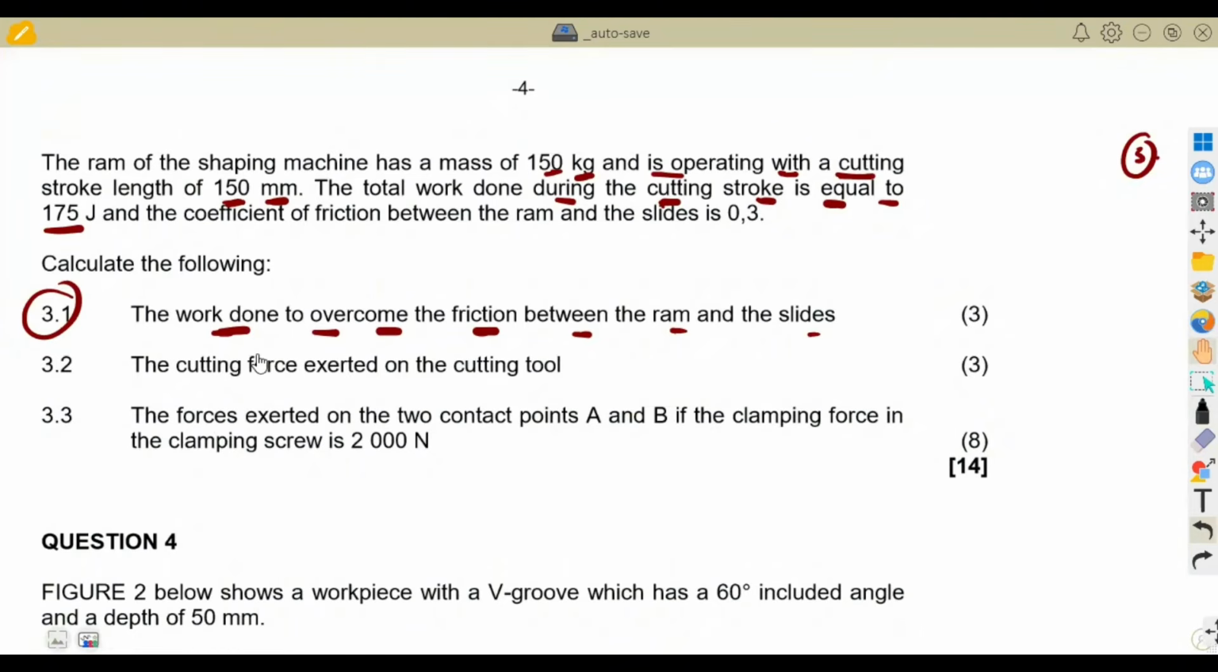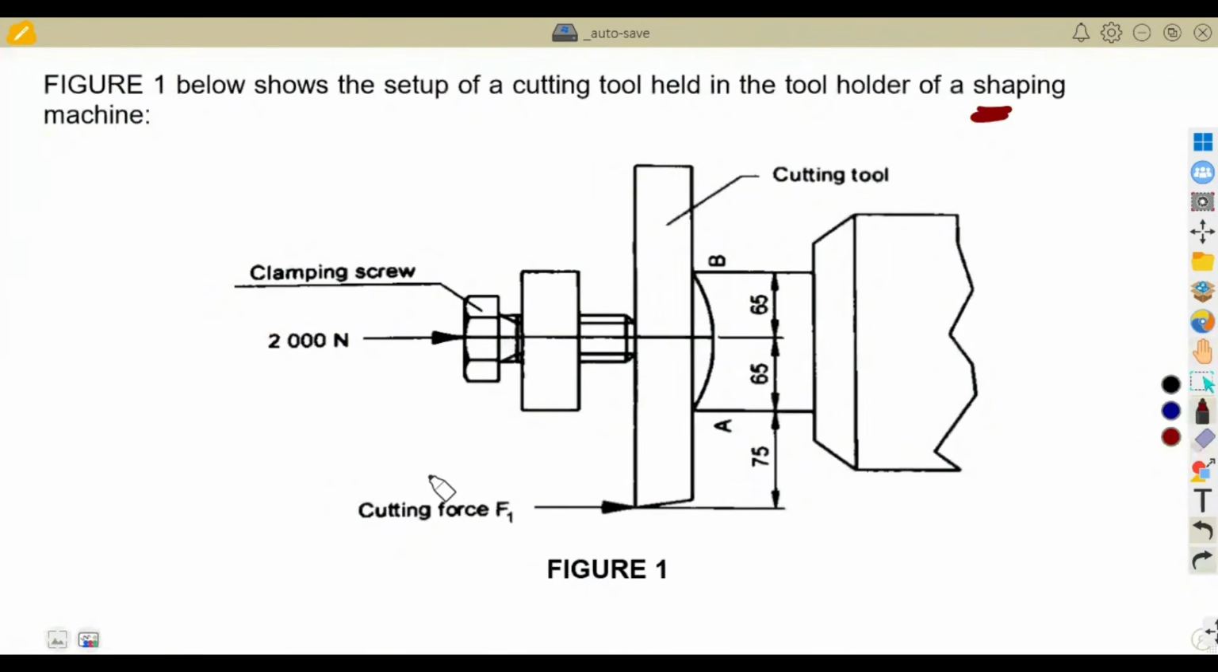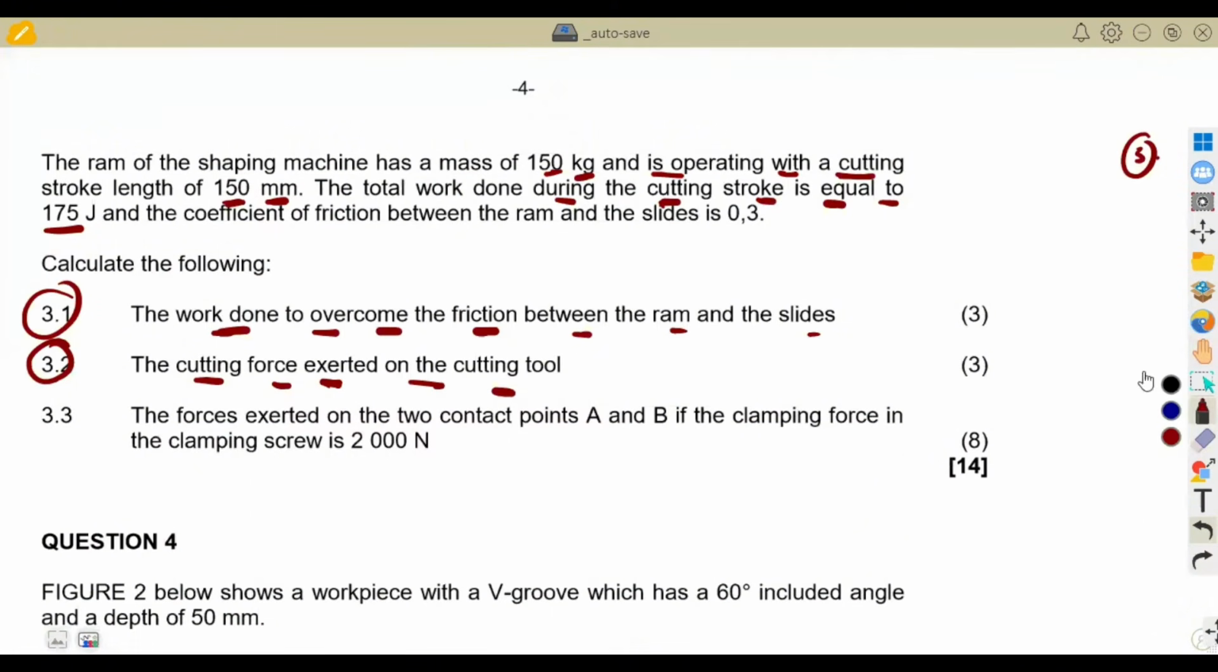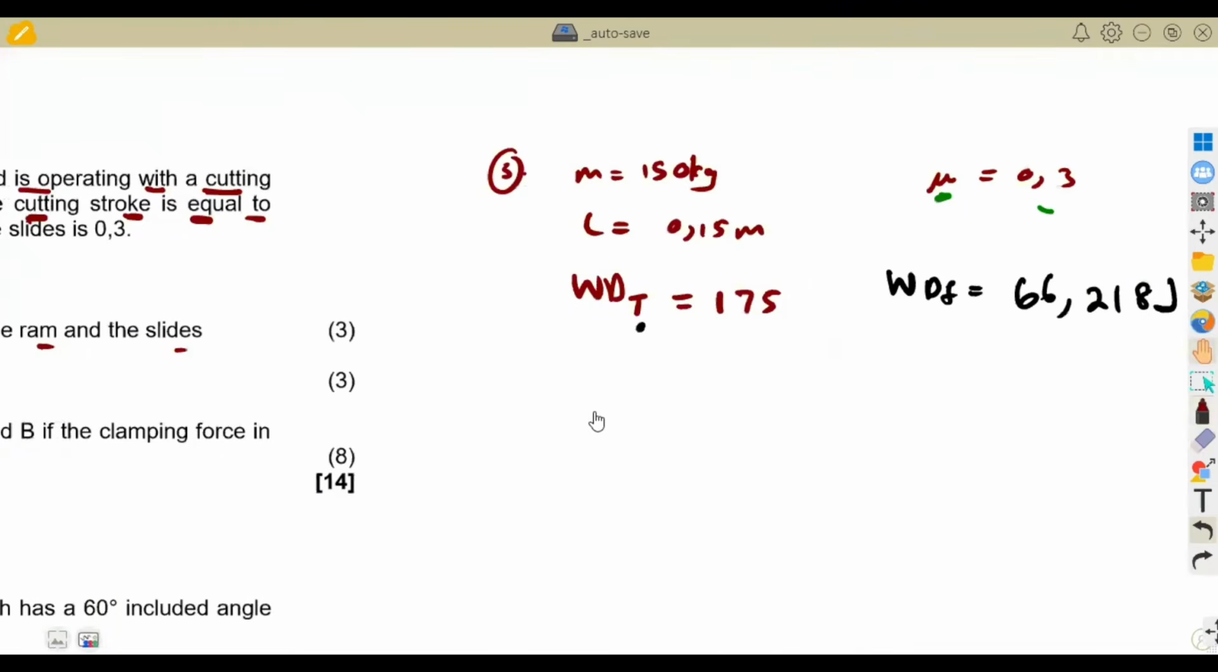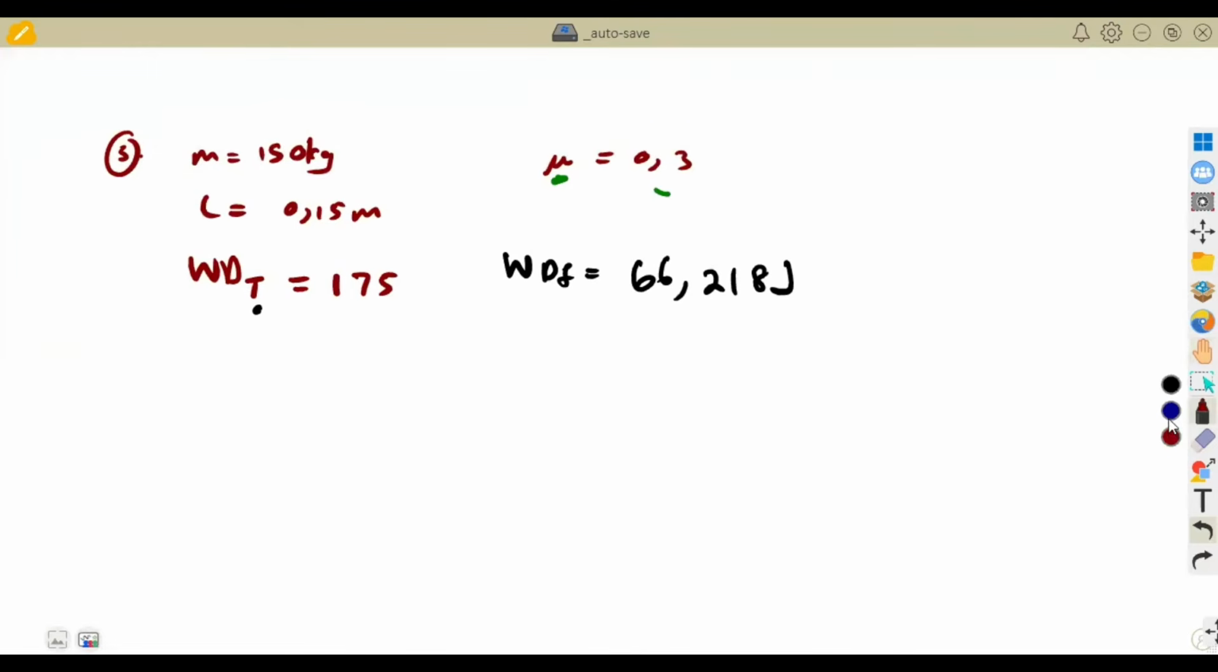They are not actually asking for the cutting work done, but the cutting force. 3.2: the cutting force exerted on the cutting tool. Remember there we are given a cutting tool. If we check here, we've got the cutting force, which is F1. So they want us to calculate that cutting force. How do we calculate the cutting force from the cutting work done? So this is 3.2. We need to calculate the cutting force, and this is supposed to be taken from our cutting work done.